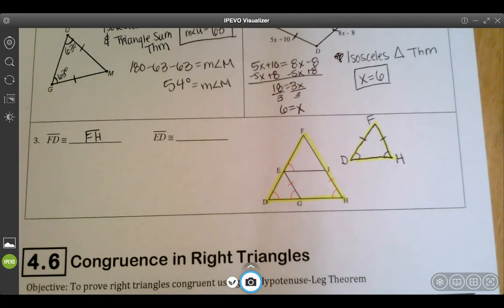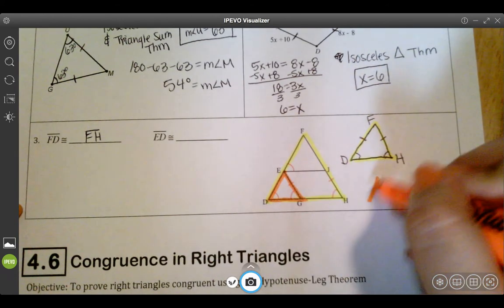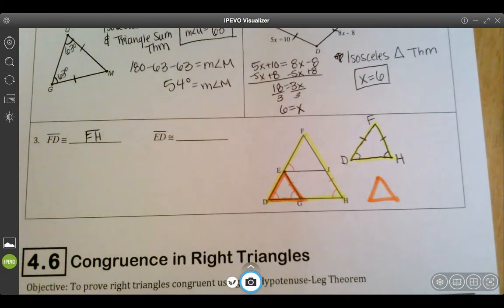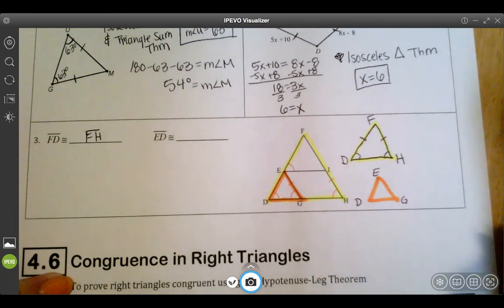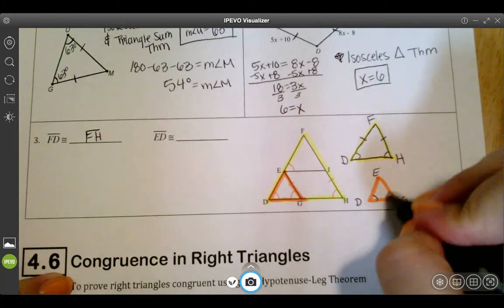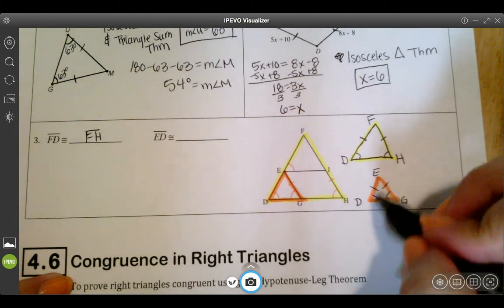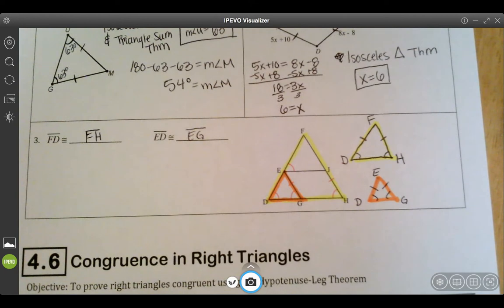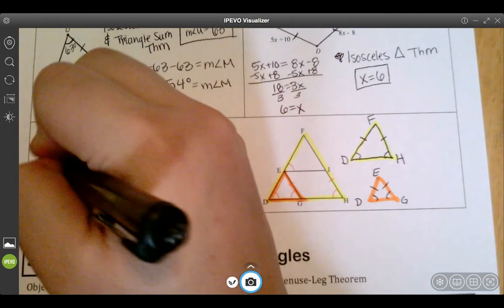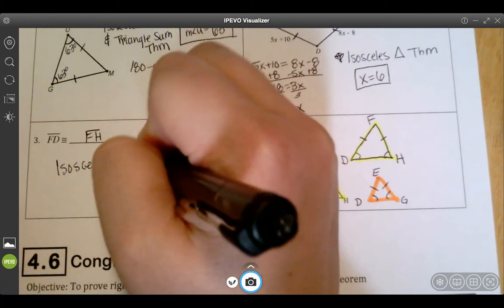And then we have segment ED, which makes this little triangle here, and that is EDG. And I have congruence marks here on D and G, which means across from those is ED congruent to EG. And that is by the isosceles triangle theorem.